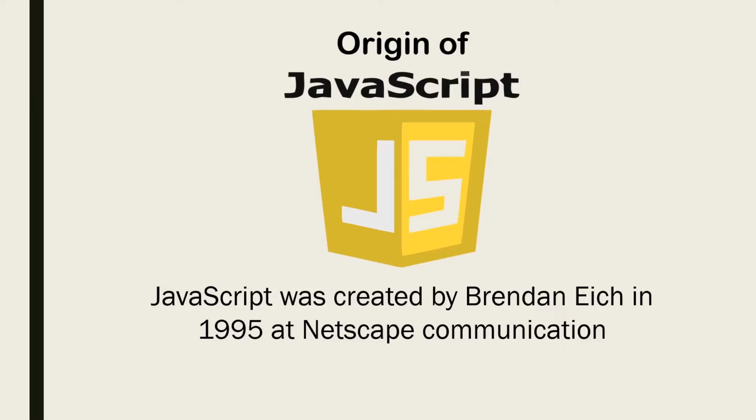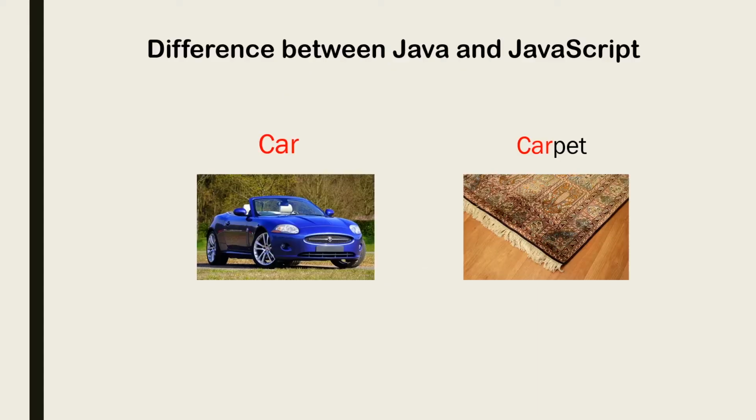JavaScript is one of the core technologies of the World Wide Web alongside HTML and CSS. It enables interactive web pages and is an essential part of web applications. It was created by Brendan Eich in 1995 at Netscape Communications.